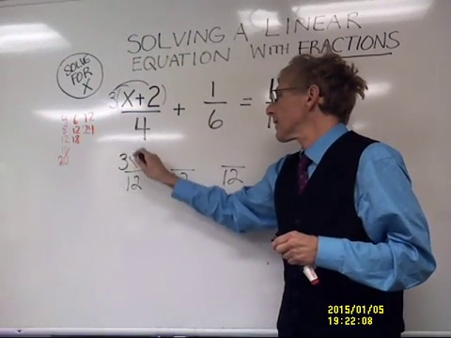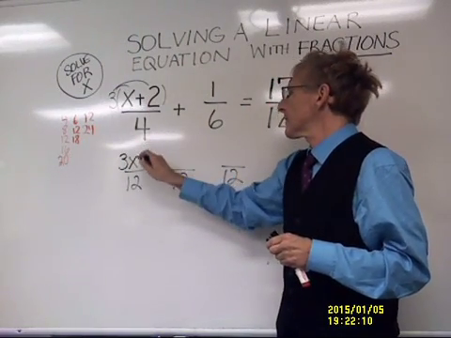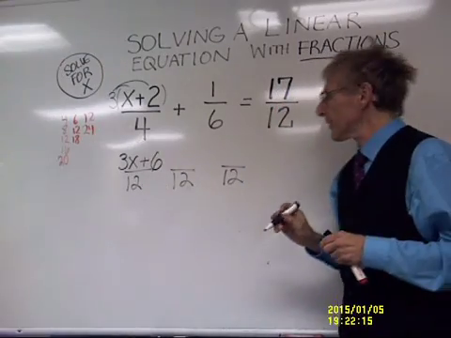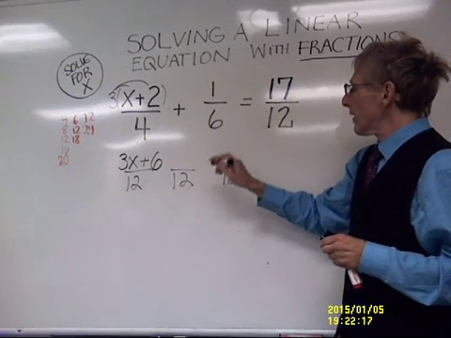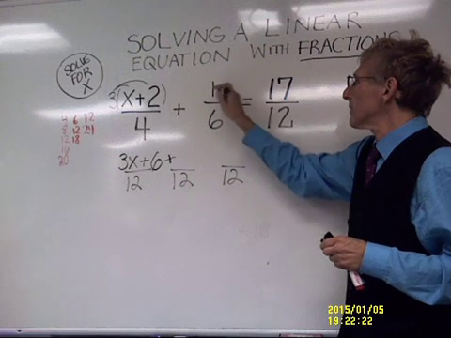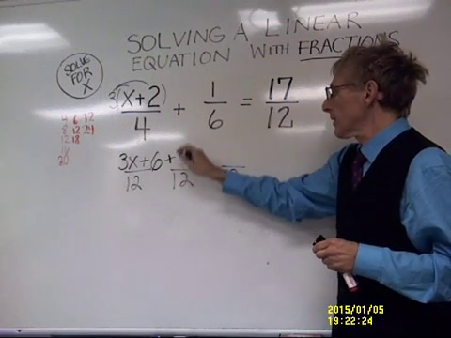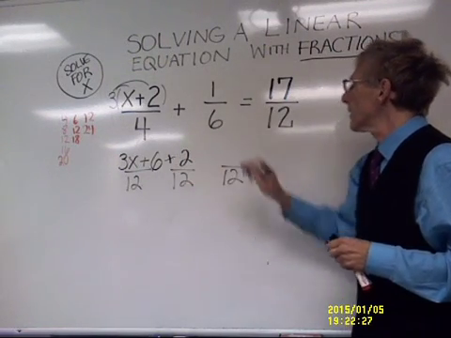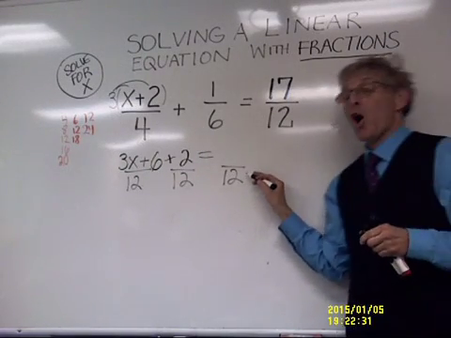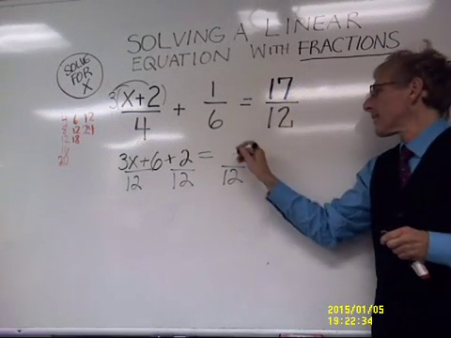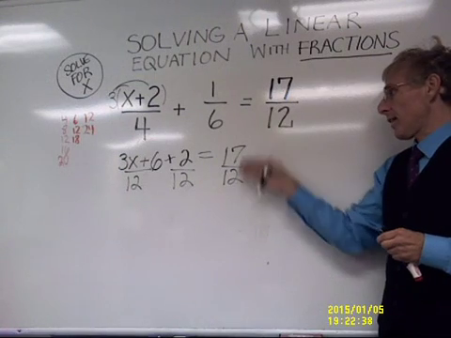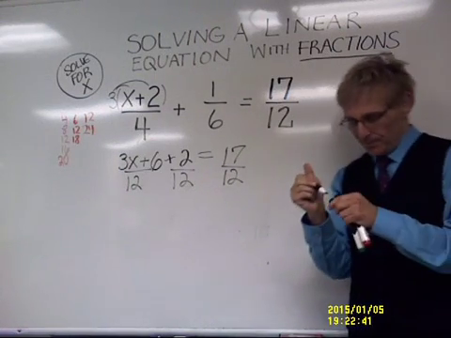3x plus 6. And over here, 6 went into 12 twice, so 2 times the 1 is 2. Bring down my equal sign. Now the 12 went into 12 here only one time, so that 17 stays as is. Nothing changed there. 17 times 1 is 17.